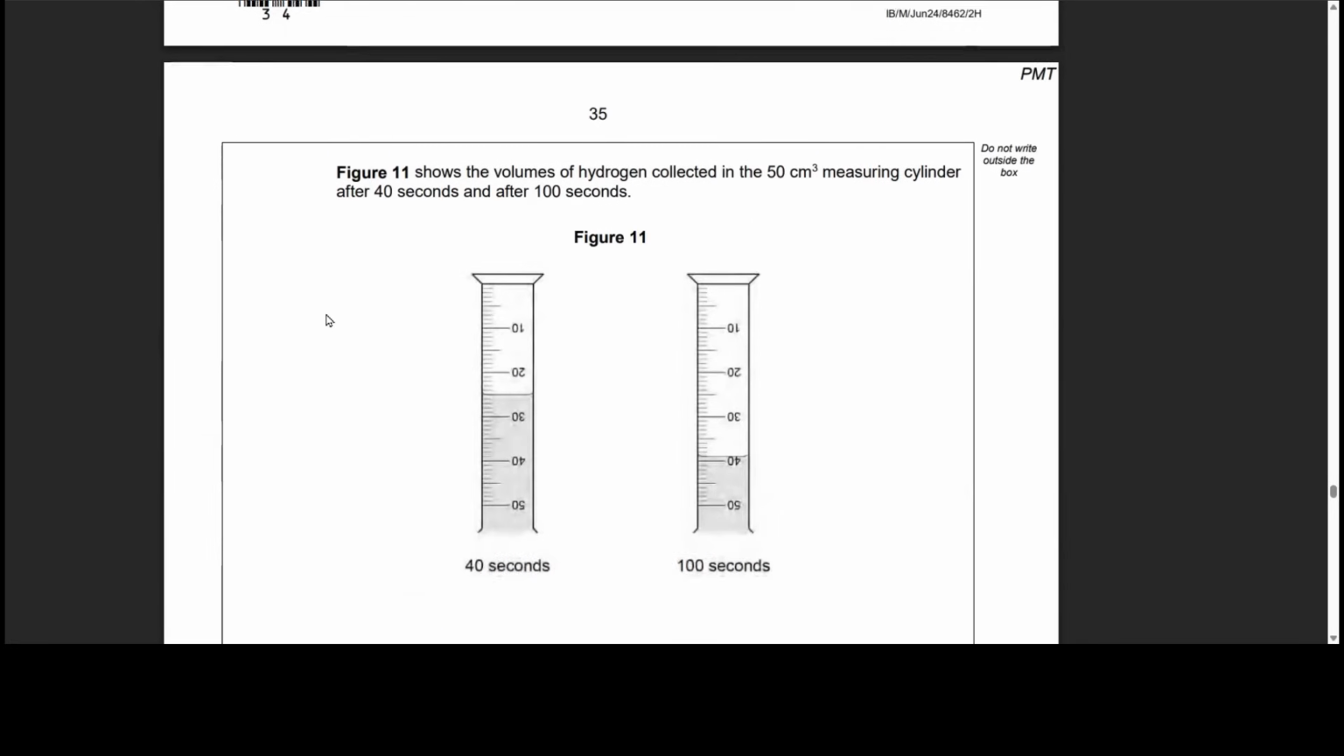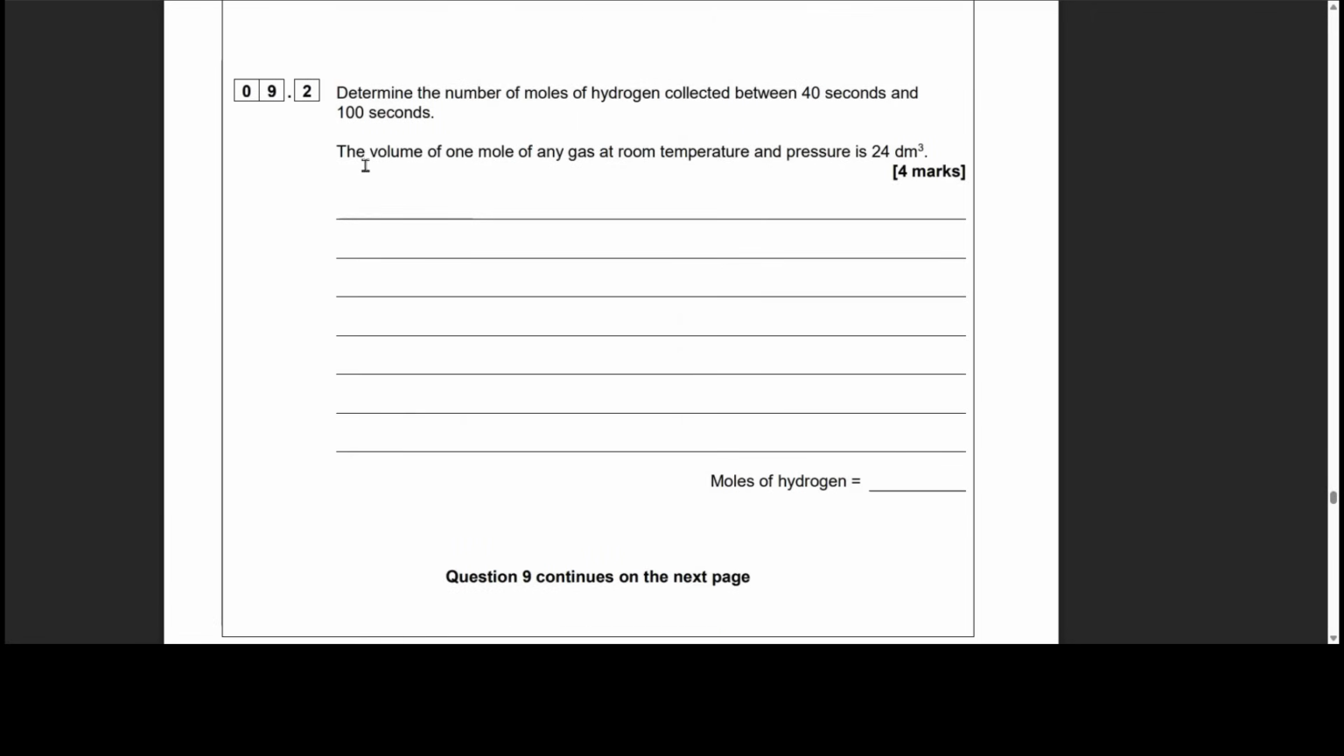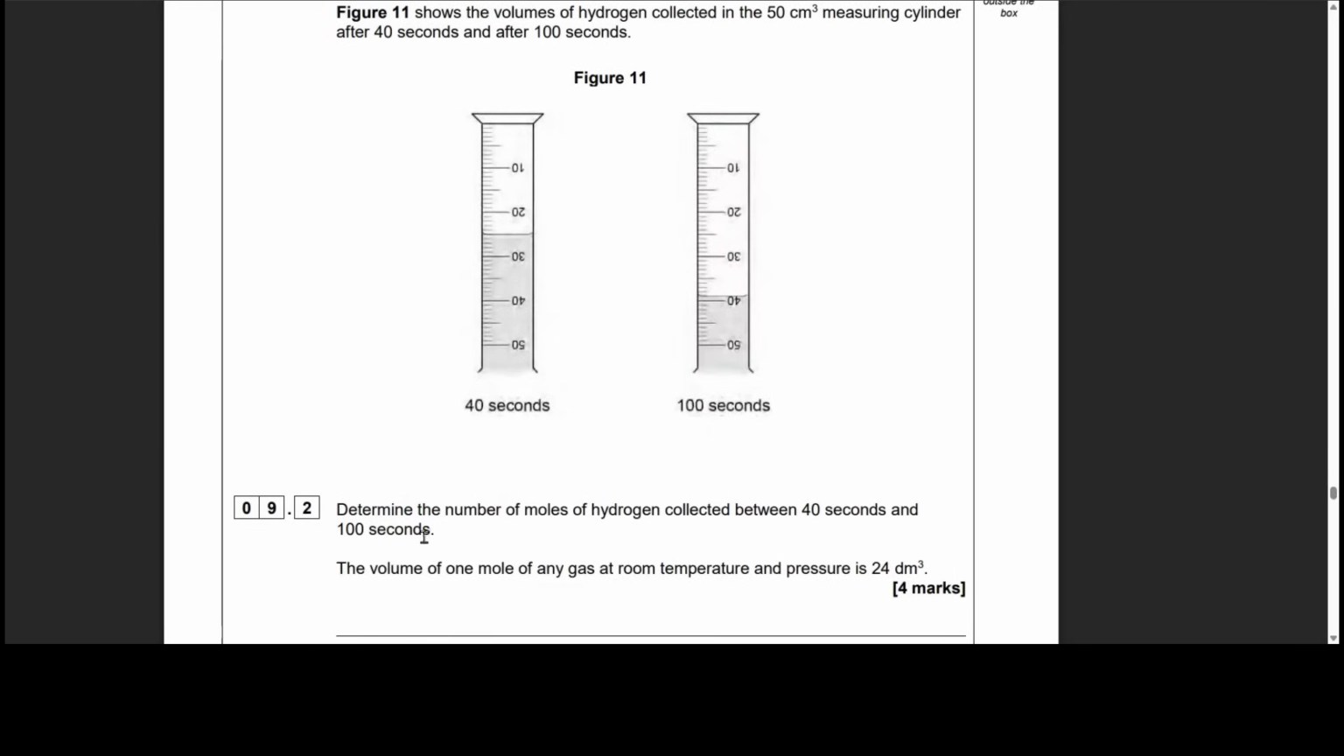So Figure 11 shows the volumes of the hydrogen collected in the 50 centimeter cubed measuring cylinder after 40 seconds and after 100 seconds. So after 40 seconds, the gas is pushing the water down. After 100 seconds, even more gas is collected. Determine the number of moles of hydrogen collected between 40 seconds and 100 seconds. And they're being really nice to us here. The volume of 1 mole of any gas at room temperature and pressure is 24 decimeters cubed. So this is very nice. So we need to determine the number of moles of hydrogen gas collected between 40 and 100.